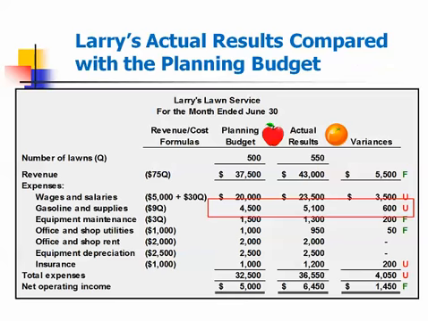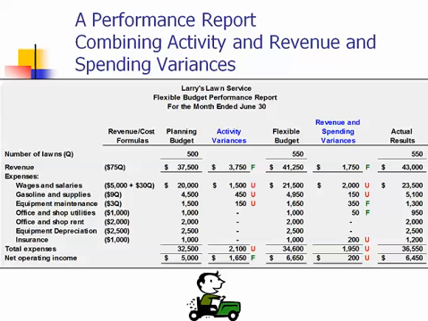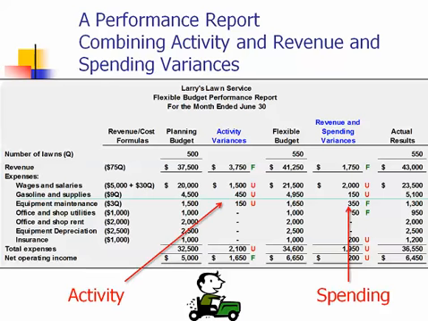Let's go back and look at Larry's Lawn Service and take a look at our gasoline supplies. We had a planning budget of $4,500 and actual results for the month of $5,100. And we identified the total variance for our expenditures on gasoline and supplies as $600, and we said it was unfavorable because our actual cost was higher than our original plan. But to provide a little bit more insight into this $600 variance, we found it was useful to prepare a performance report that broke the $600 variance down into two components: an activity variance of $450 in this case, and a spending variance of $150 in this case.